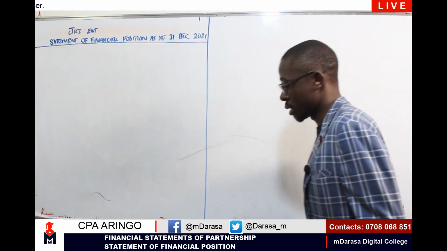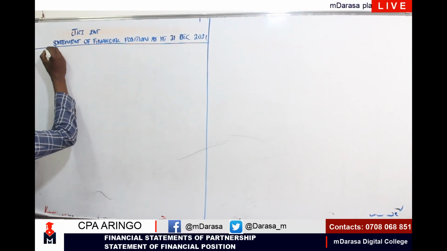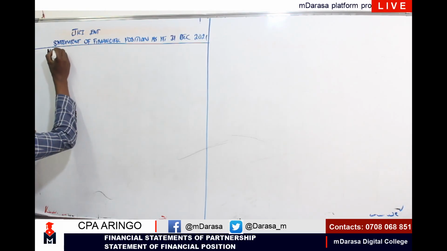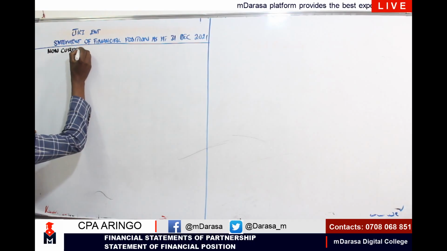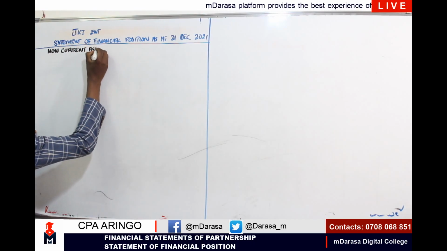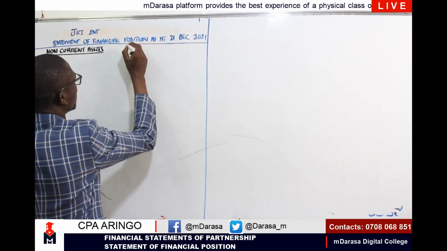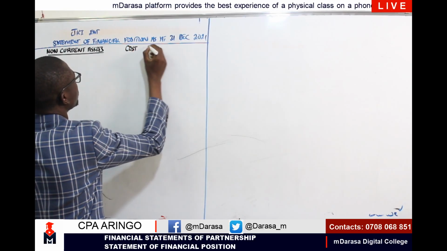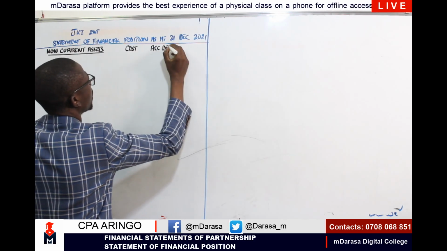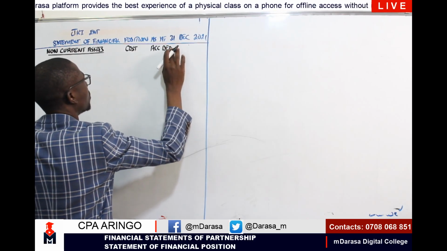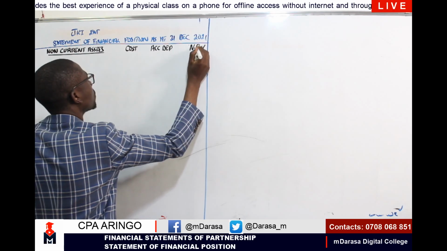Mentioning that, we talk about our non-current assets here. Non-current assets. That should give us our cost, accumulated depreciation, and net book value.